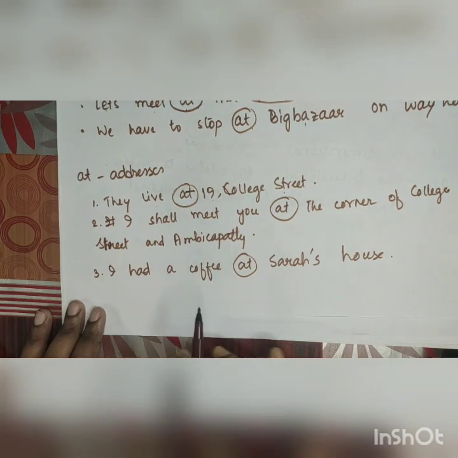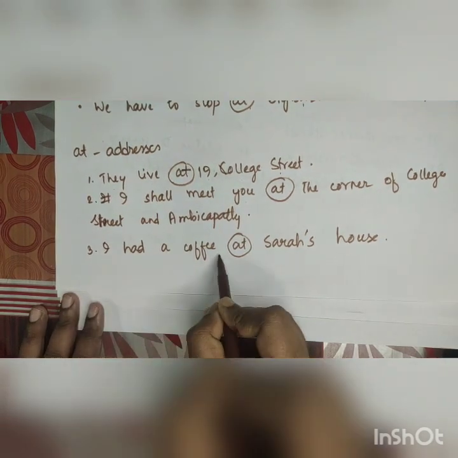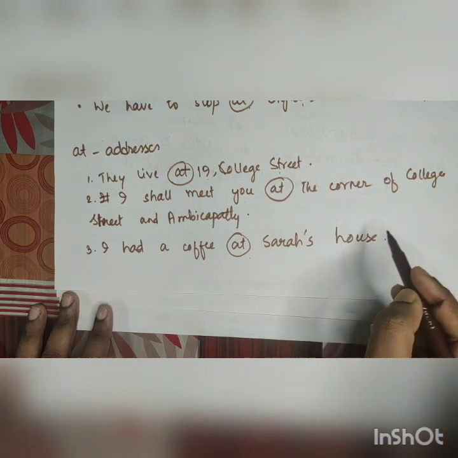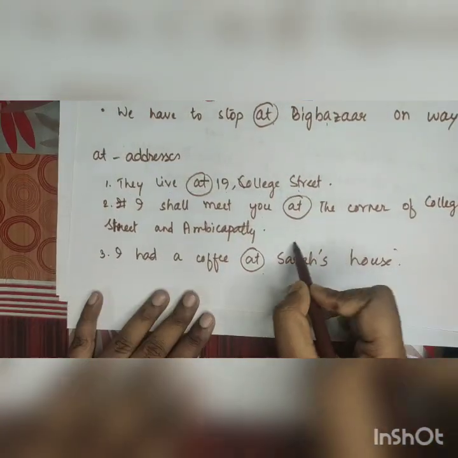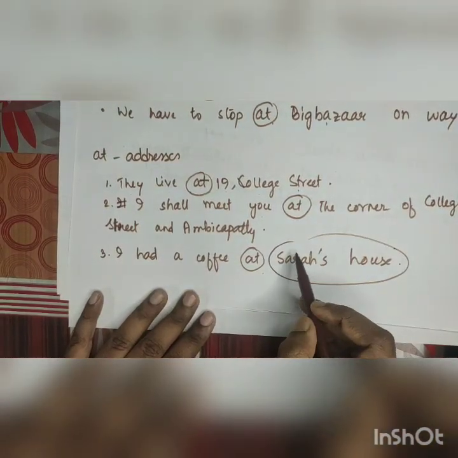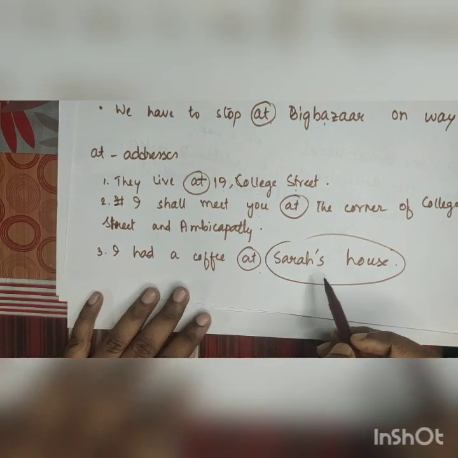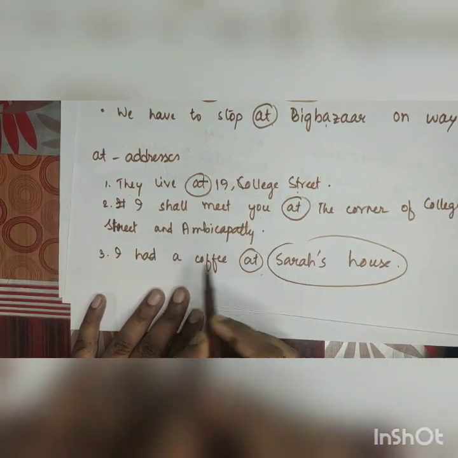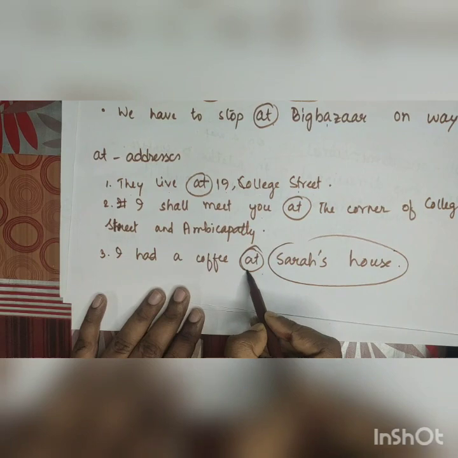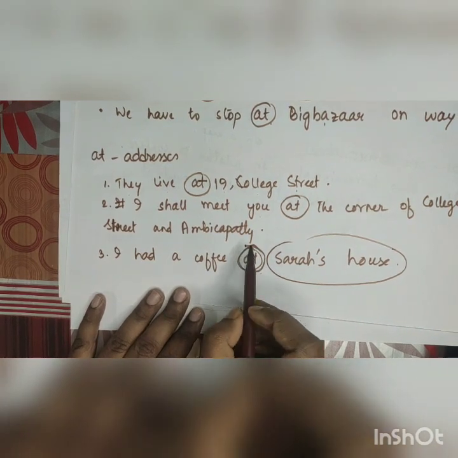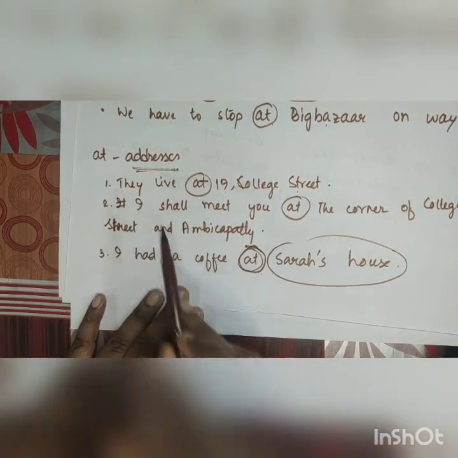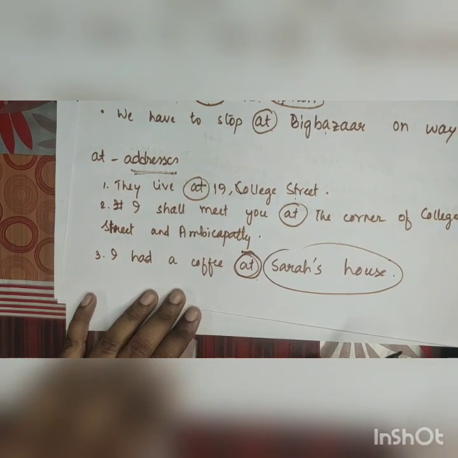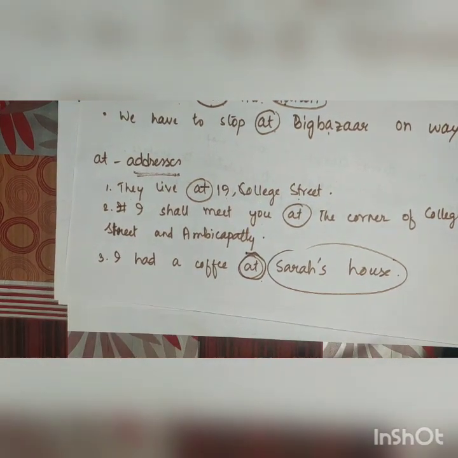Is that clear? I had a coffee at Sarah's house. So Sarah's house is the particular location. You are not going to Joe's house. You are not going to Charlie's house. You are going to Sarah's house. So I had a coffee at Sarah's house. So it is giving a particular address. Anybody who wants to know where you had coffee can go to Sarah's house.